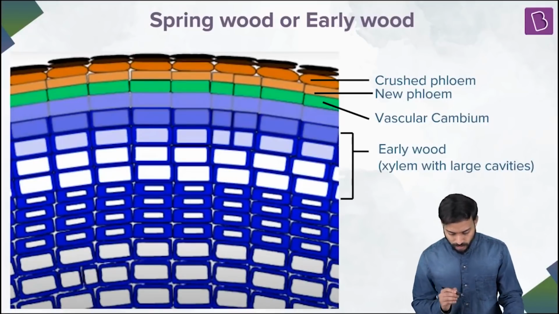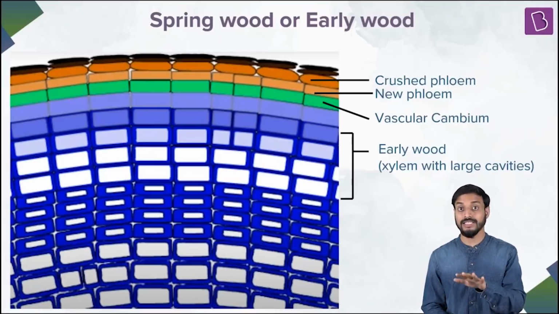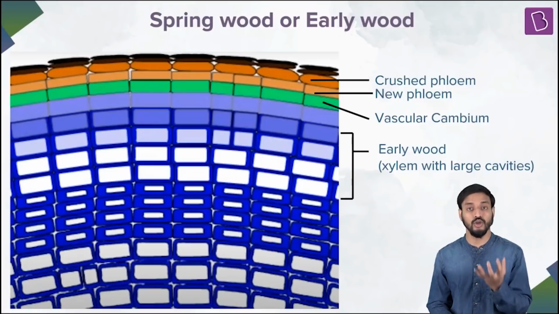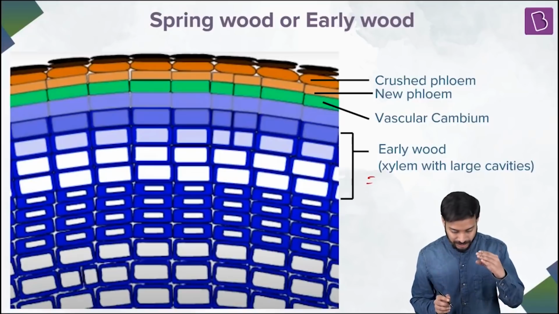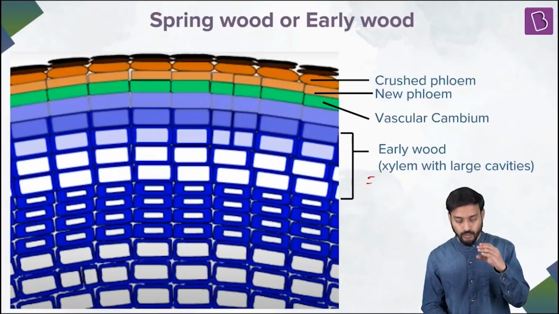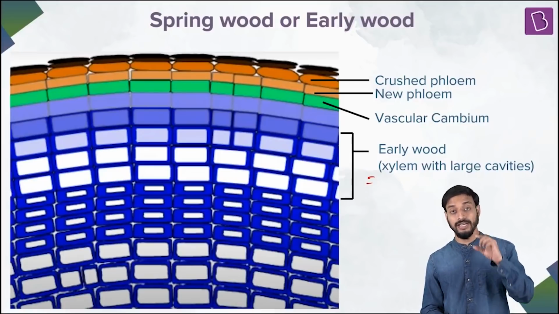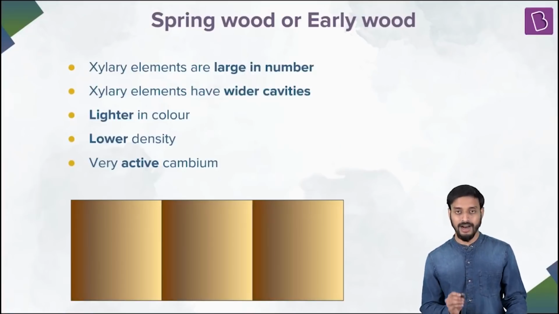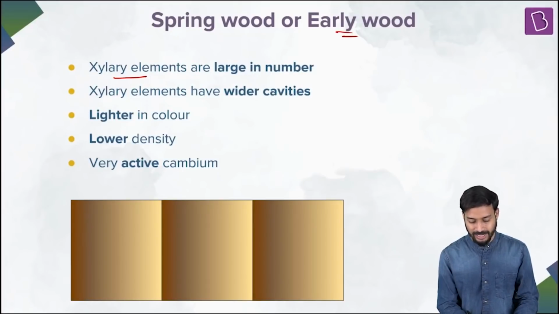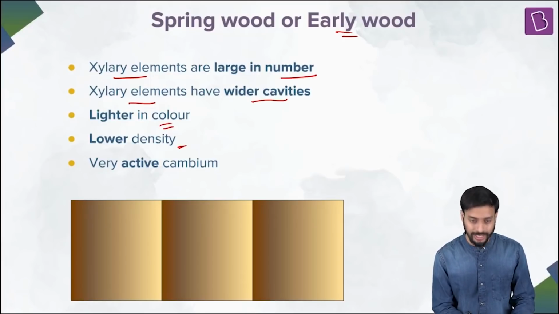So during that time, the xylem will grow quickly, and I'm talking about the spring season. The xylem will grow quickly and see, they have large cavities. So this is what we see as a lighter band, because it has larger cavities and it grows quickly. This is the early wood. So xylem elements are large in number, with wider cavities, lighter in color, low density, and very active cambium.